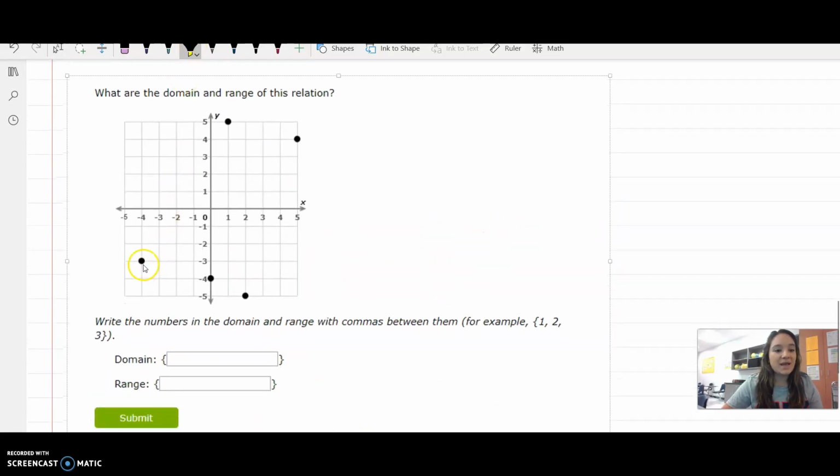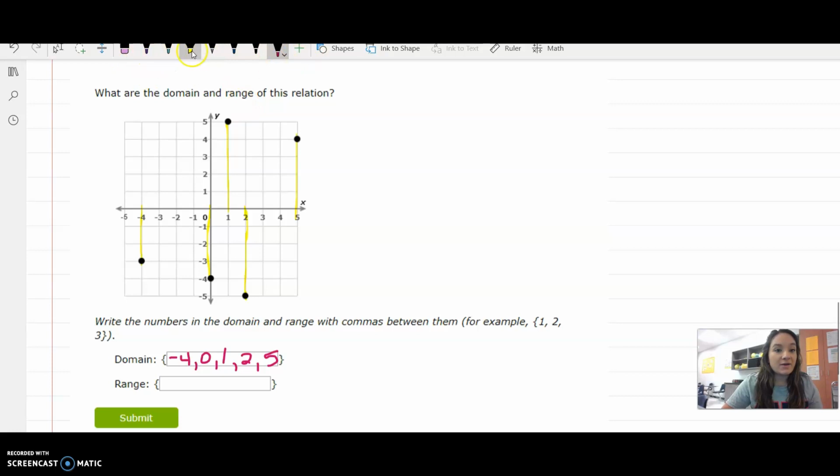All right, remember domain is the x value. So domain would be -4, 0, 1, 2, and 5. So my domain is -4, 0, 1, 2, and 5.